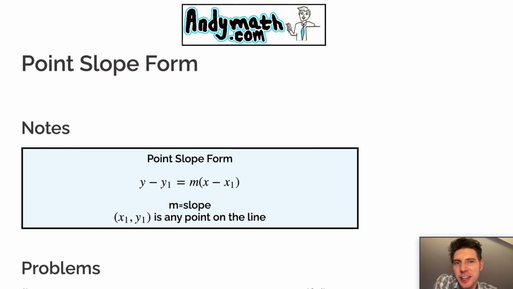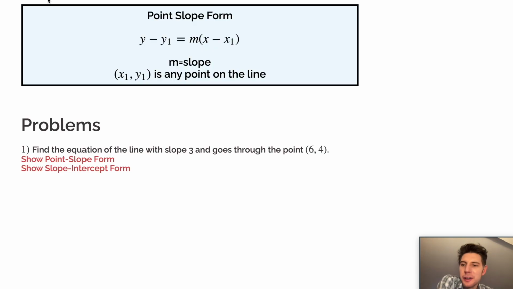So it might be easiest to understand it if we do one. All right, question number 1. It says, find the equation of the line with slope 3 and goes through the point (6, 4). So what they're giving us here, this 3, that's our m. That's what's going to be plugged in right here. And then they gave us the point (6, 4). Well, they're giving us our x1 and our y1. And that's what's going to go here and here.